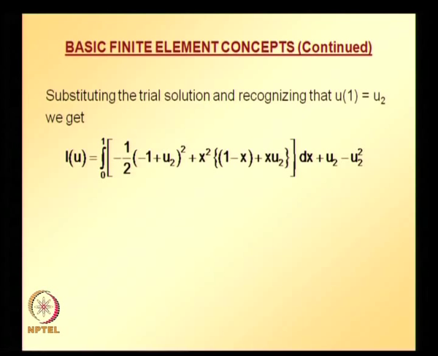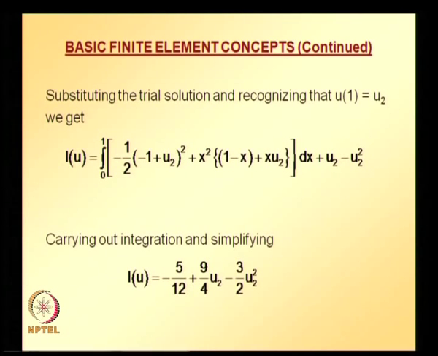Substituting the trial solution and recognizing that u evaluated at x equal to 1 is nothing but u 2, the equivalent functional becomes this one. Here I is a function of u, and u in turn is a function of u 2. So, I becomes a function of only u 2, and if you simplify this equation by integrating, it is going to be a function of u 2 alone. Carrying out the integration and simplifying results in this equation.